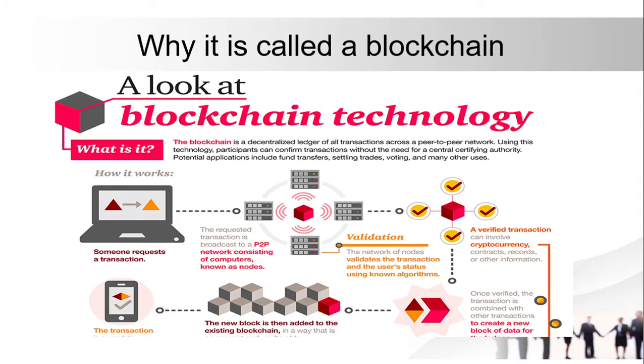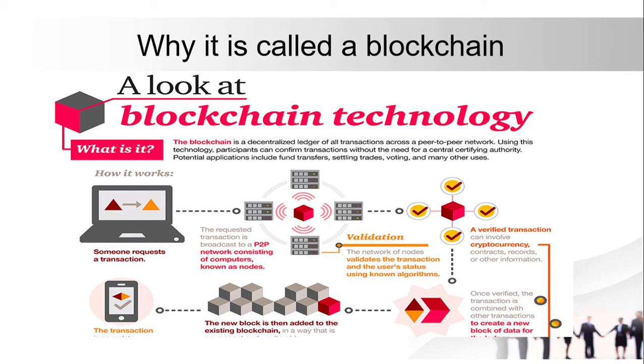Now, this is to give you a bigger view. A look at the blockchain technology. The blockchain is a decentralized ledger of all transactions across a peer-to-peer network. Peer-to-peer means person-to-person. That is me to you. I have one crypto, you have your wallet, I just send it to you. So participants can confirm transactions without the need for a central certifying authority. Potential applications include fund transfers, settling trades, voting, and many other uses. Blockchain technology has lots of uses that we will see later in this webinar.